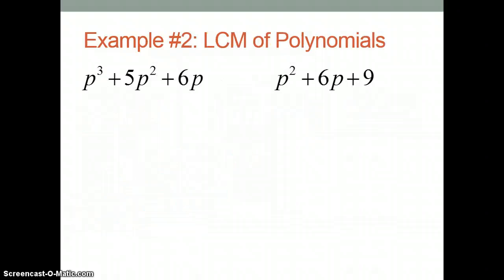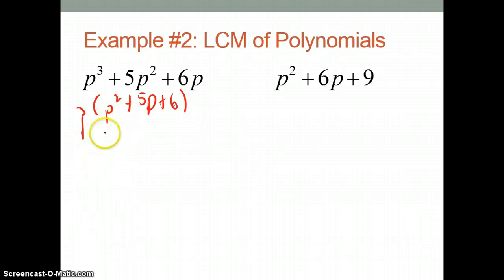The second example is if you have polynomials. Remember when I said earlier, if you can factor something, always start there. So what I'm going to do is I'm going to start by factoring these two. The first one, I can pull a p out. So now I have p squared plus 5p plus 6.